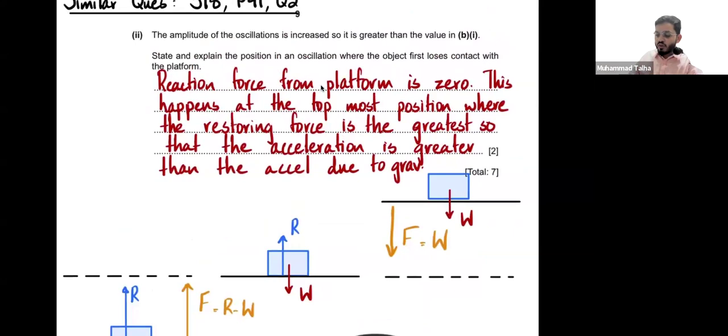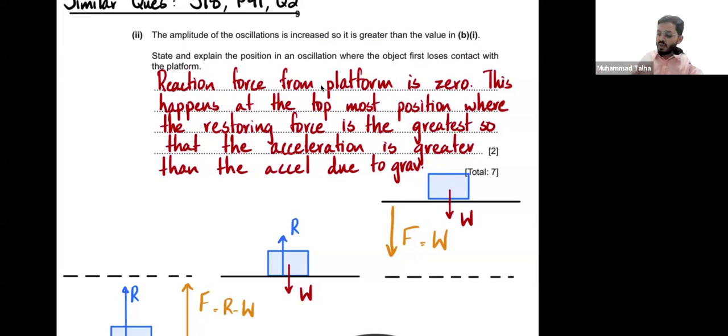The reason is that for contact to be lost, the reaction force is zero, right? So this happens when the force is the greatest. So the acceleration towards the equilibrium position, basically downwards, is greatest, and it is greater than the acceleration due to gravity, right? So that the platform goes down faster, then the object can fall because of its own weight.